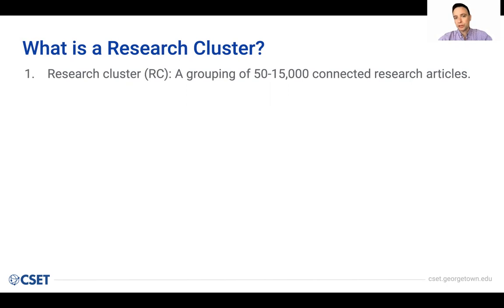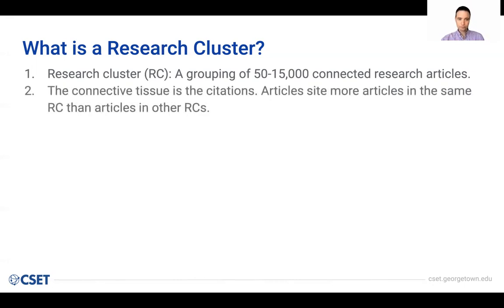So we use citations to determine what are the parts of science and what is really physics and what is not. Research clusters are groupings of from 50 to 15,000 connected research articles. And the word connected here is key, because all these articles are connected with citation links. The articles that cite each other a lot form a dense network of citations, are in the same cluster, and they tend to cite papers in other clusters less.